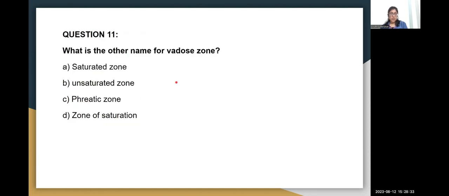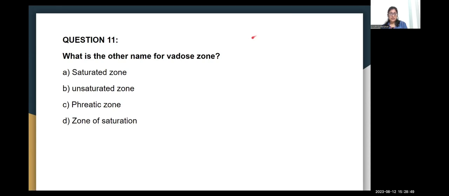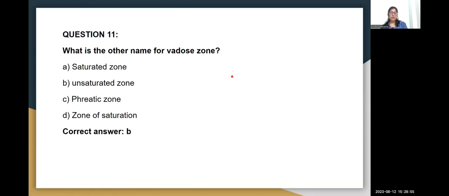Okay, next question. What is the other name for Vadose zone? Pretty simple question. So the other name for Vadose zone is nothing but unsaturated zone. There is also another name called zone of aeration. So these are the three main terms that are used to represent that part of the subsurface soil: unsaturated zone, Vadose zone, or zone of aeration.